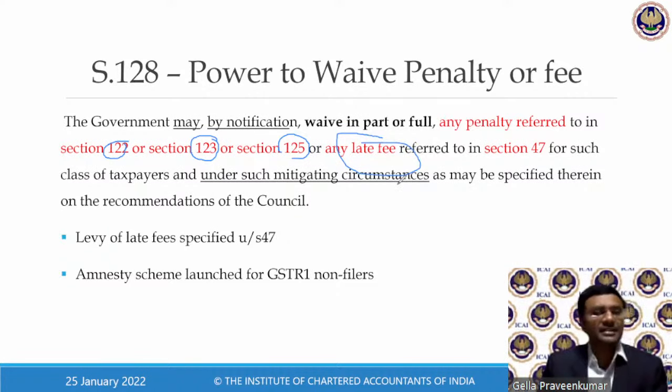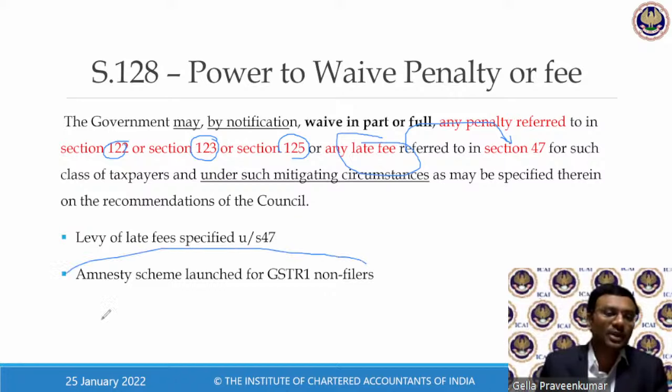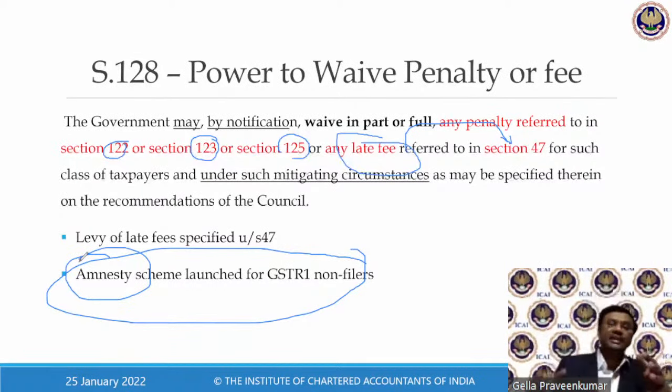For example, GST return of year 1 and year 3 not filed within the due date, penalty under section 47. So this waiving off is called an amnesty scheme. Where the government feels the tax collections are less, it will come with an amnesty scheme to get rid of all the pending legacy issues, that is litigations, and then go with a fresh thought process. This is covered under section 128.